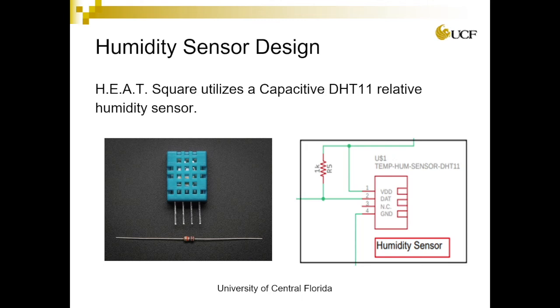This humidity sensor has a range from 20% humidity up to 95% humidity, and there can be some errors, so it's only accurate within 5%. We also decided to go with this one because it operates on 3 to 5 volt power, which would be easy to attain with the microcontroller.